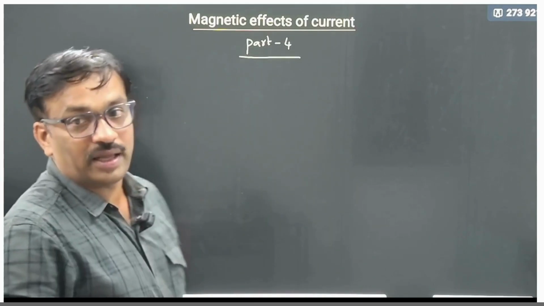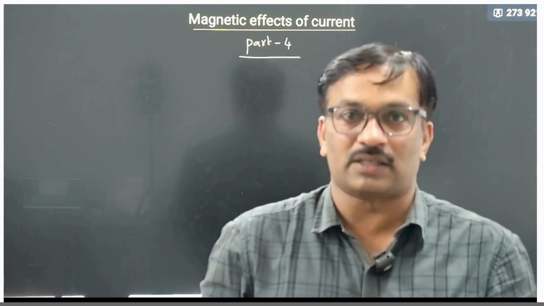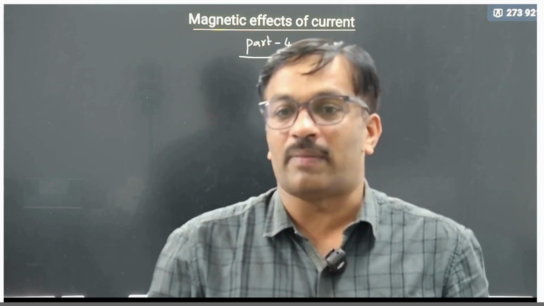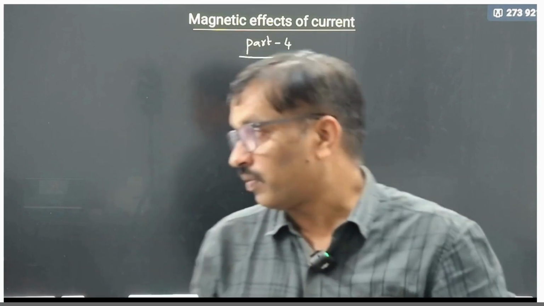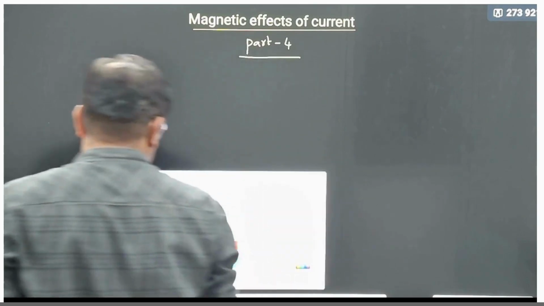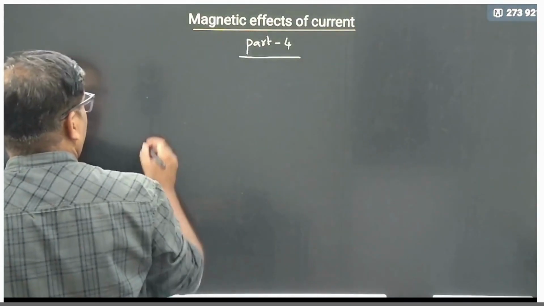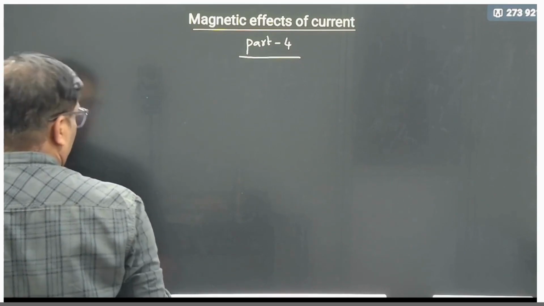So in this 4th part we'll study force acting on a current carrying conductor. If a current carrying conductor is placed in an external magnetic field, it is going to experience a force. How much force it is going to experience, that we are going to discuss now. Or we can call it the motor effect, how the motor is running. It is based on this principle only, right?